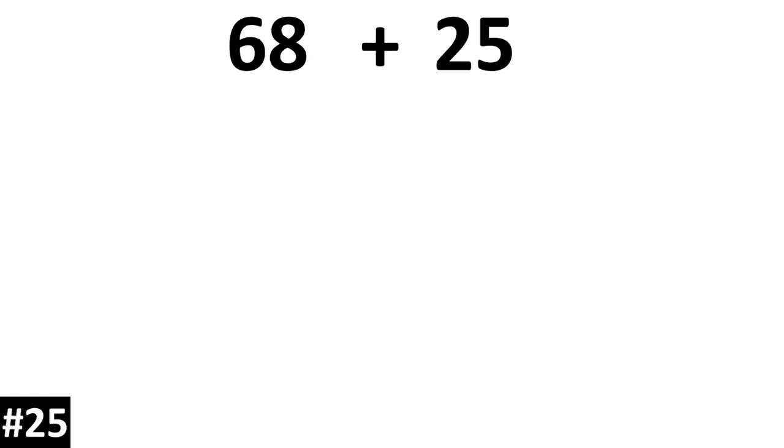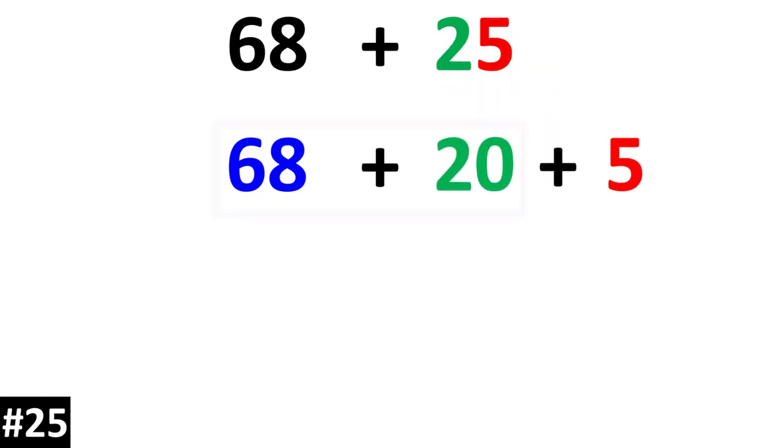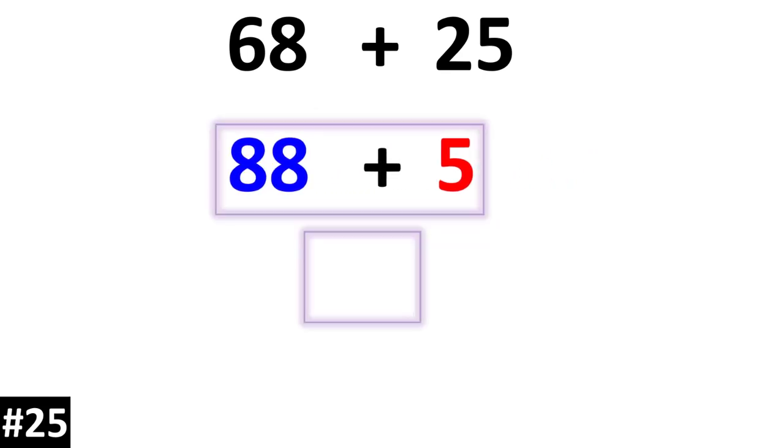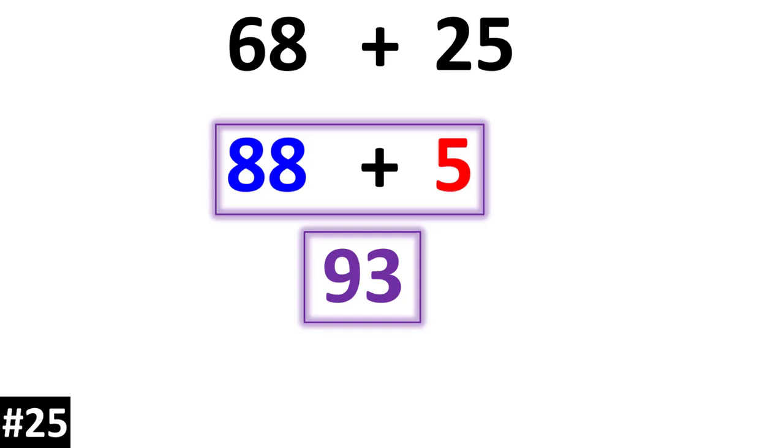And lastly, 68 plus 25. That's the same thing as 68 plus 20 plus 5. 68 plus 20 is 88. 88 plus 5 is 93. So as you can see, we can easily add any two-digit number by another two-digit number. By first breaking down the second two-digit number into tens and ones, which makes it easier to add the first two-digit number by tens, and then we just add the ones digit to the remaining answer.